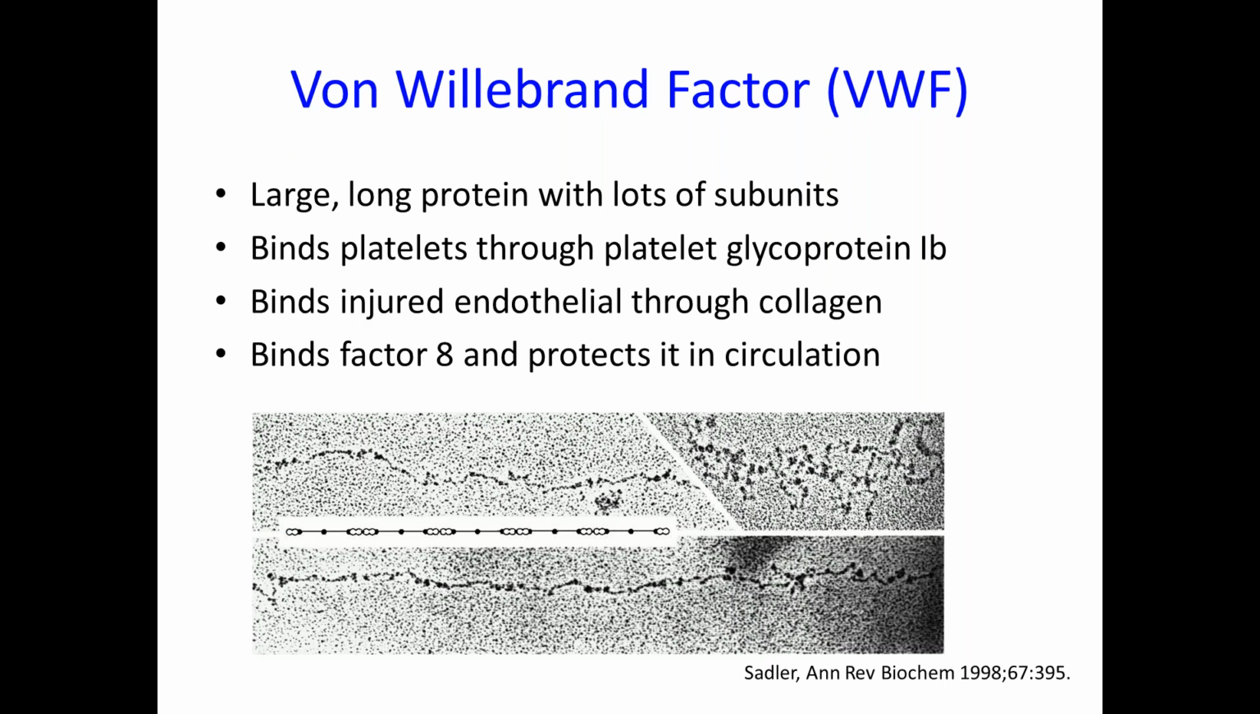Von Willebrand Factor is a huge protein. It is a very large, long protein with lots of subunits. It is a multimeric protein that is shown here in this beautiful EM from Evan Sadler. Von Willebrand Factor has several functions. It serves to bind platelets through platelet glycoprotein 1b, and this will be important in some of the tests that we're going to be talking about. It binds injured endothelial cells through collagen, and then it binds factor VIII and protects it in circulation.